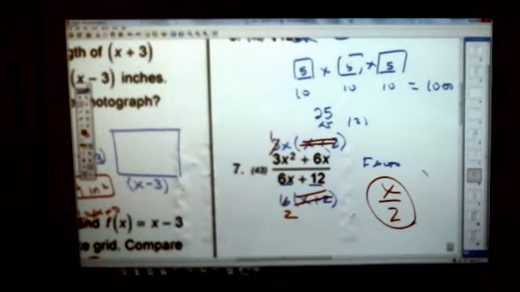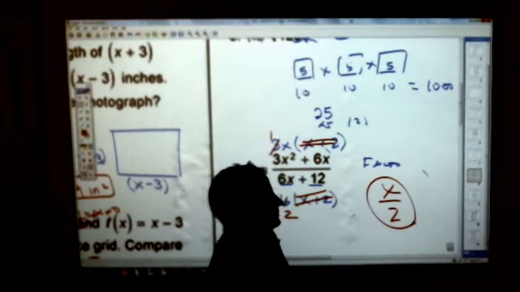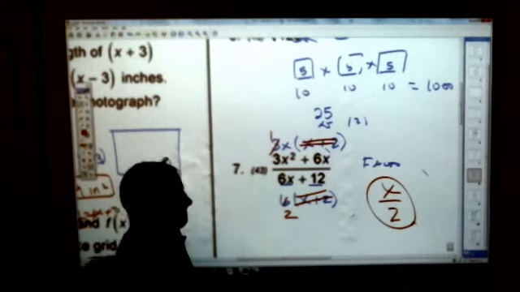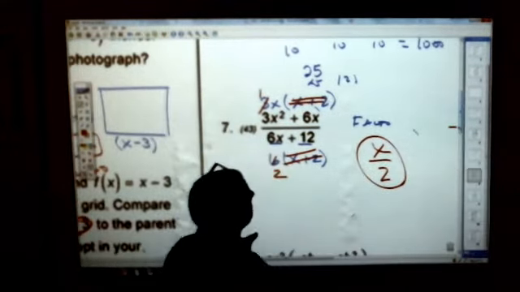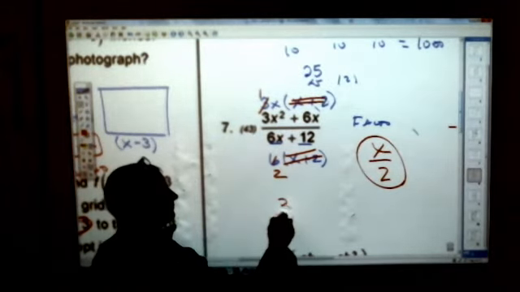Does that make any sense to anybody? Laura, does that make sense? How did you get the 3x, and then the x plus 2, how did you get the x for the x plus 2? So, take a look here.